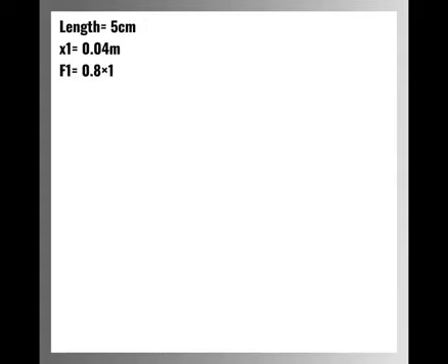Listing out our parameters, we have length equals 5 centimeters. Extension 1 equals 0.04 meters. Force 1 equals 0.8 kilogram, converting to Newton, we multiply it by the acceleration due to gravity, which is 0.8 times 10 is equal to 8 Newton. Force 2 equals 16 Newton. And we are asked to find the second extension.